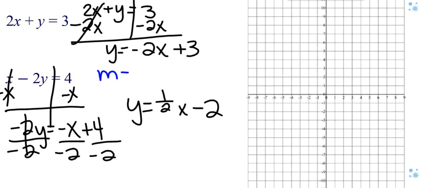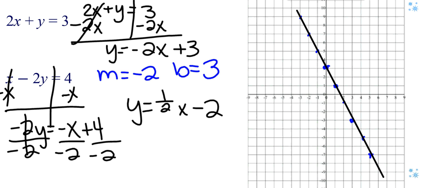My slope for the first equation is negative 2. My y-intercept is 3. On my y-axis, I'm going to go up 2 and to the left 1. And then start back and go down 2 and to the right 1, because it is a negative slope. So the direction that you graph is important. So I have that graph.